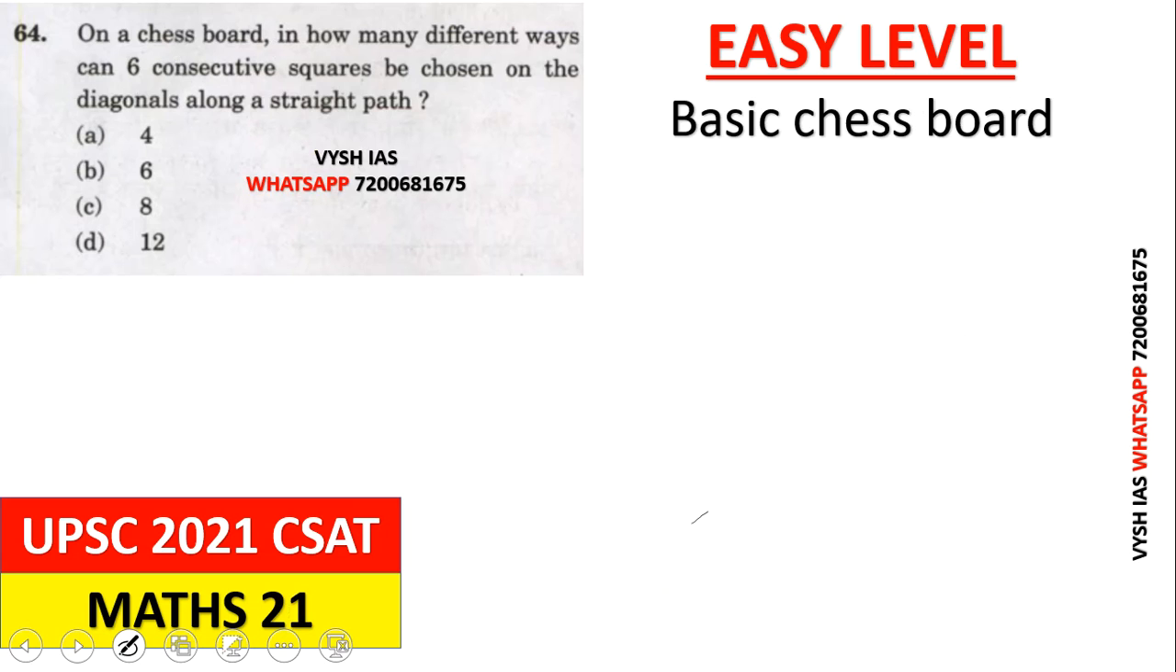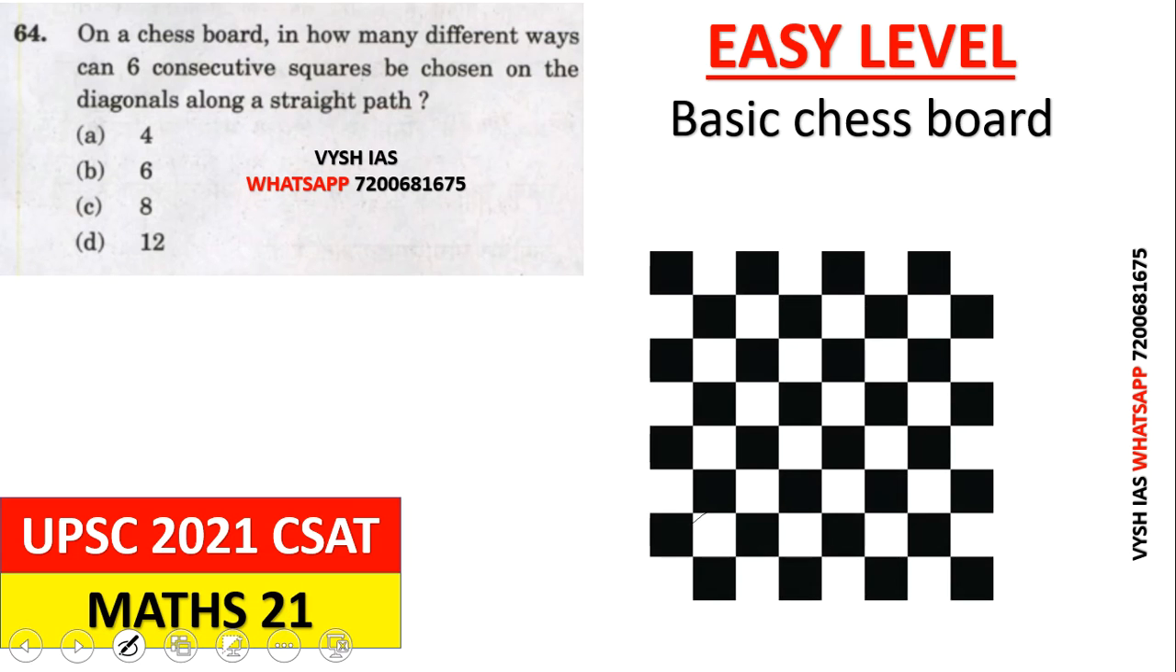Now chessboard, again direct. If you don't know chessboard, you cannot solve this question. Okay, how does a chessboard look like? Chessboard will look like this. 8 columns like this, 8 columns like this.